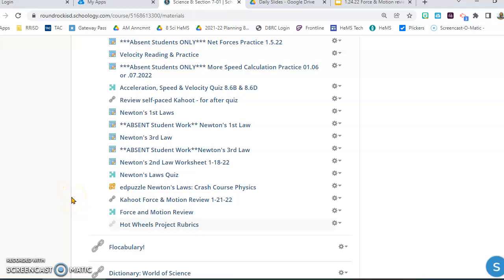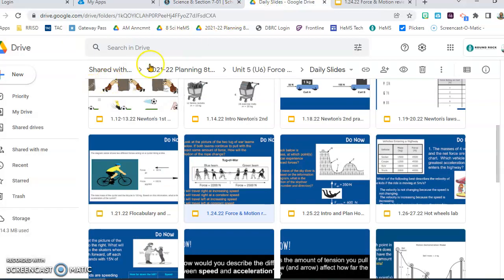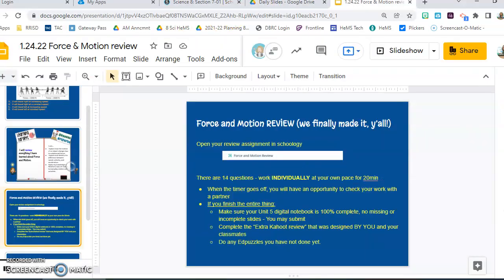Now, we are going to start our Hot Wheels project over the next couple of days, so stay tuned for that and what we're going to be doing. But let's go do our exit ticket today. Oops, you kind of see behind the scenes there.